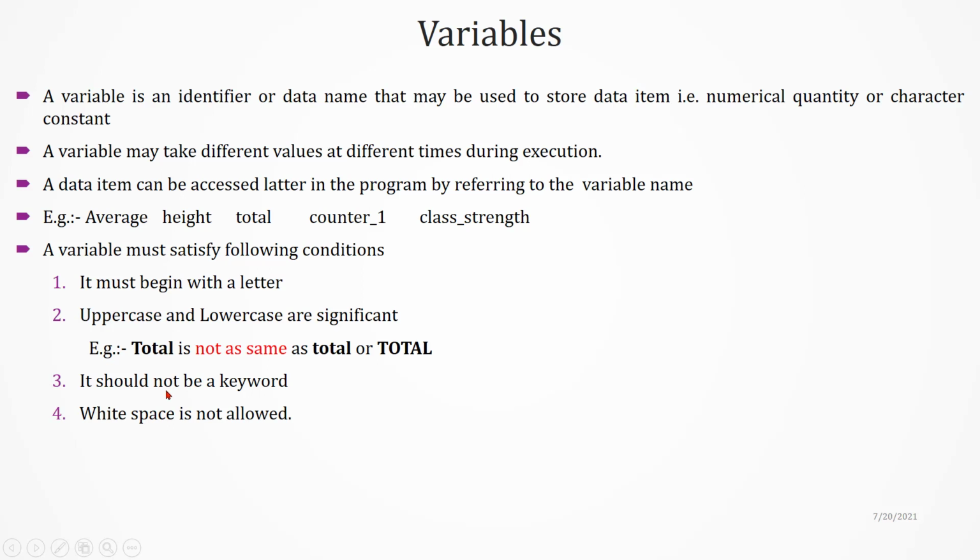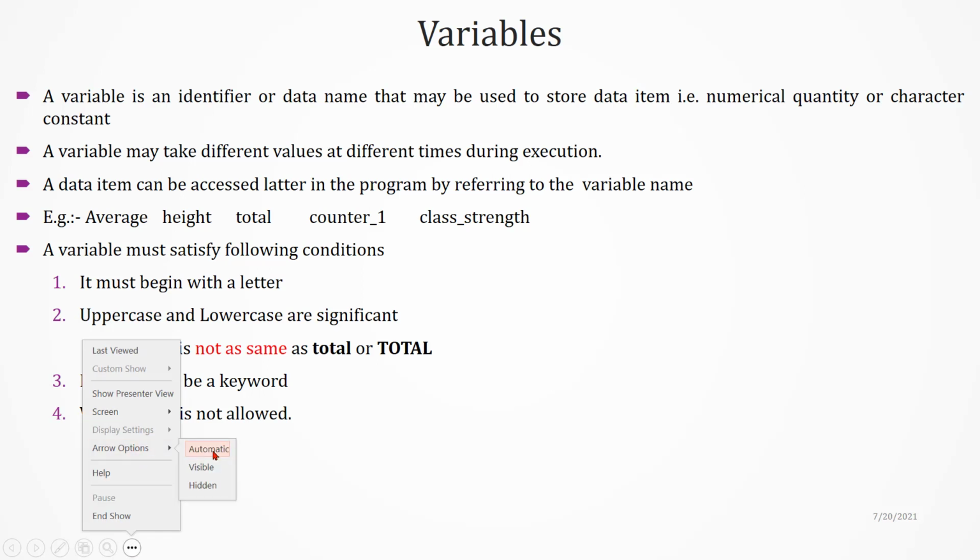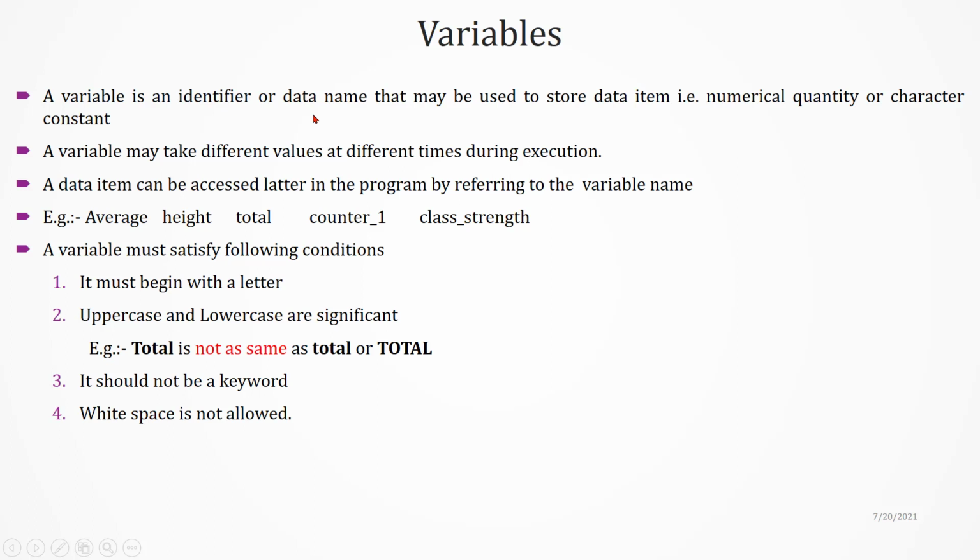So a variable is an identifier. A variable is an identifier or data name that may be used to store a data item, that is, a numerical quantity or character constant. While we studied identifiers, we discussed that an identifier is the name given to a variable, array or function. So here we are going to study the concept called variable. A variable is just a data name where we can store data.